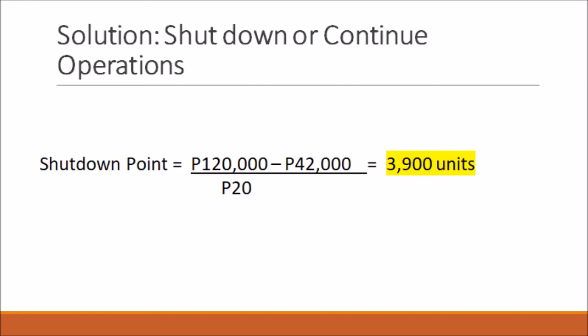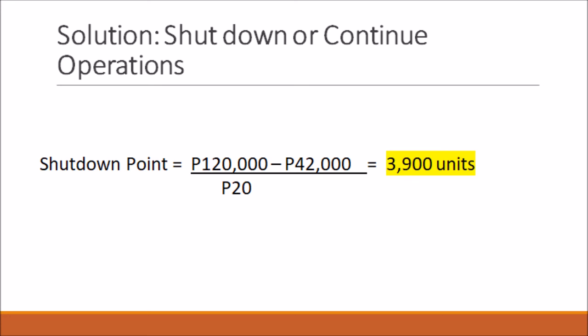And here is the computation for the shutdown point. 120,000 pesos came from the 240,000 annual fixed cost multiplied by 6 over 12, since we're just considering the 6-month period. Now let's go into the shutdown fixed cost. The total shutdown cost we computed earlier, 42,000, and we divide the difference by the contribution margin. We'll get 3,900 units of shutdown point.